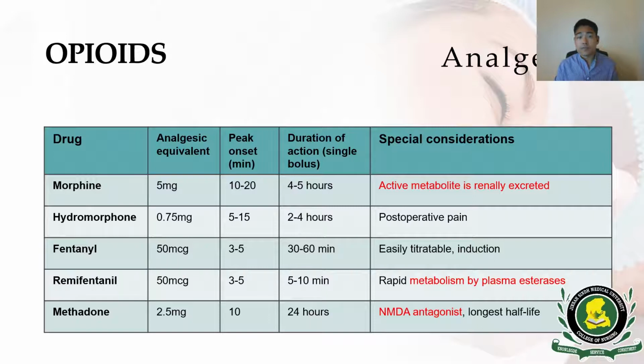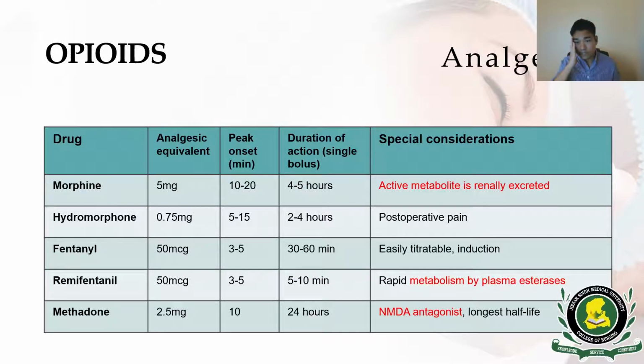Morphine is your prototypical opioid, and it's the oldest drug in the class. It has a very slow onset time, but provides a very long duration. And hydromorphone or Dilaudid is in between morphine and fentanyl, fentanyl being the fastest peak onset and the shortest duration of action. Methadone acts for a very long duration with a half-life of almost a day, and it also is an NMDA antagonist. So knowing this, you can use each of the opioids to fit your needs in different situations.